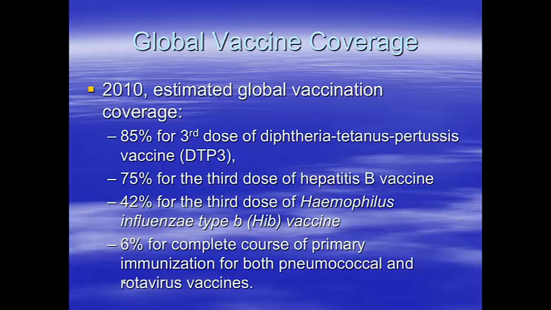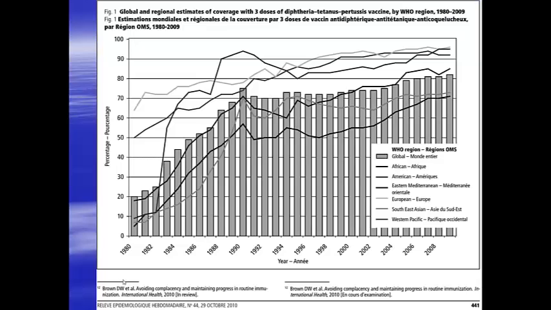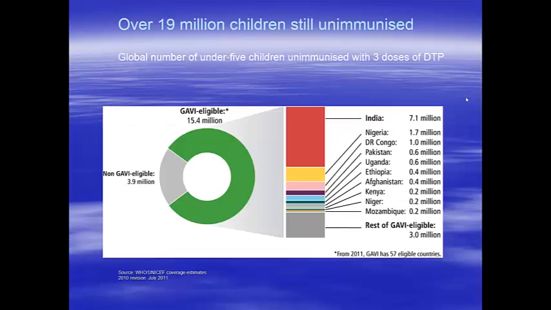This graph just shows the increasing immunization rates against those 3 diseases: diphtheria, tetanus, pertussis, on a global scale. The WHO region that's always the lowest in vaccine coverage rates is Africa, but even in Africa, vaccine rates are increasing. That good news is just tempered by a large burden of children that remain unimmunized. The largest number occurs in highly populous India, but also Nigeria, Democratic Republic of Congo, and so on.